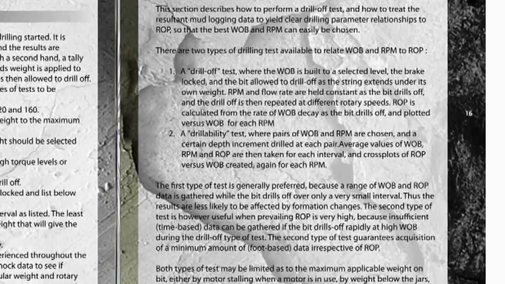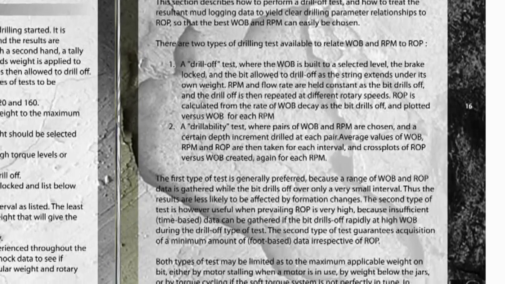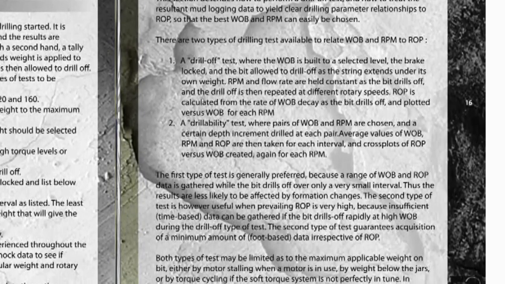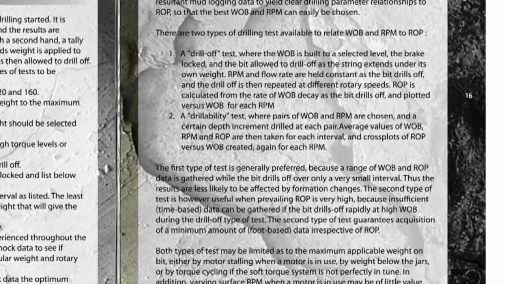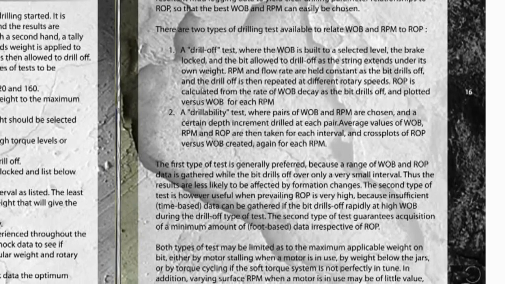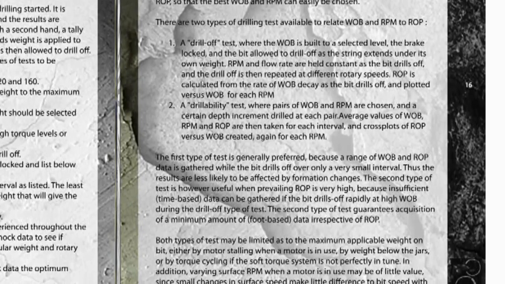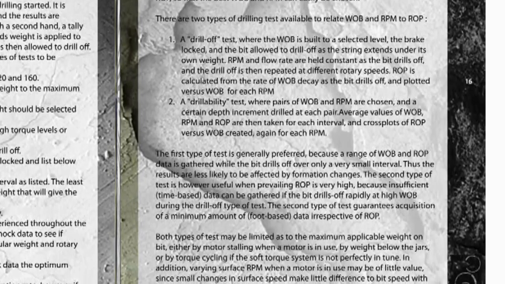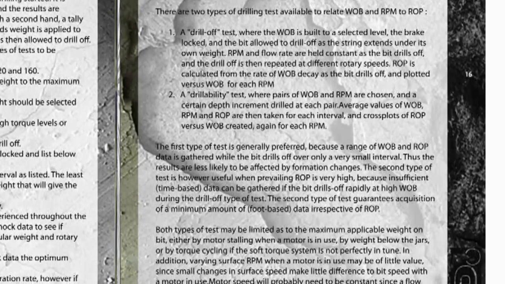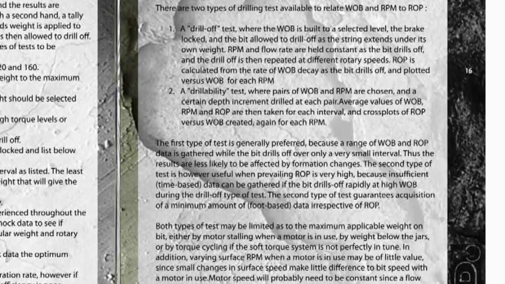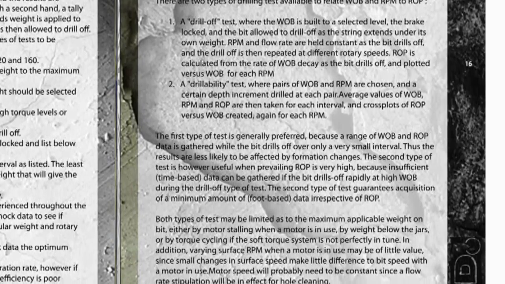The first type of test is generally preferred because a range of WOB and ROP data is gathered while the bit drills off over only a very small interval. Thus the results are less likely to be affected by formation changes. The second type of test is, however, useful when prevailing ROP is very high because insufficient time-based data can be gathered if the bit drills off rapidly at high WOB during the drill-off type of test. The second type of test guarantees acquisition of a minimum amount of foot-based data irrespective of ROP.